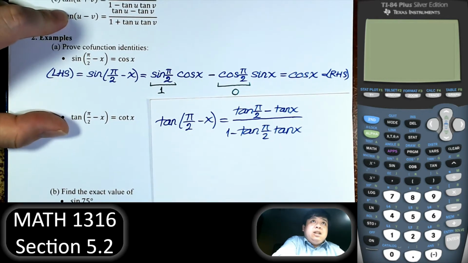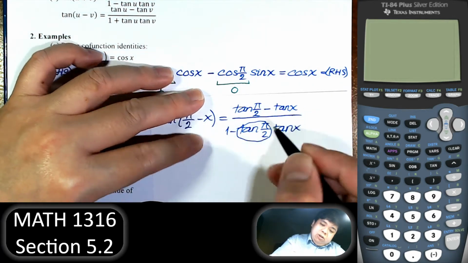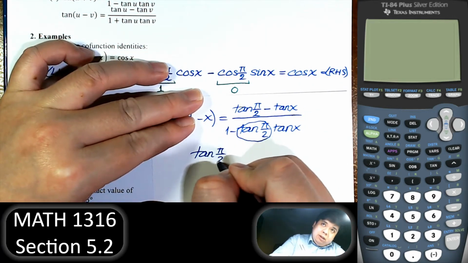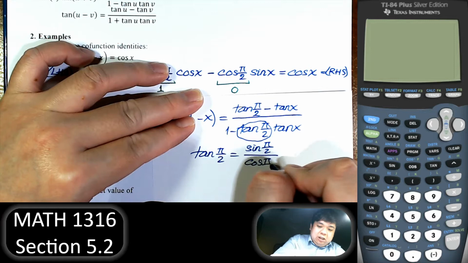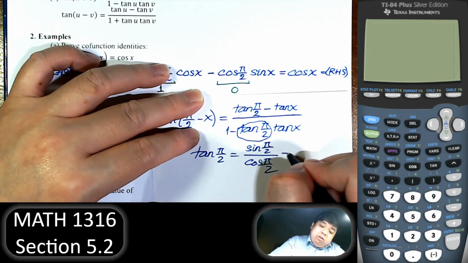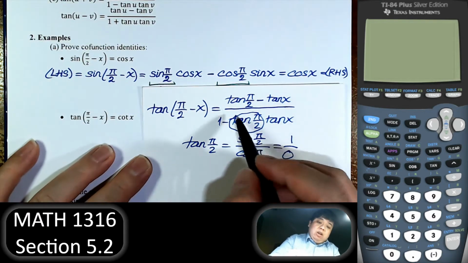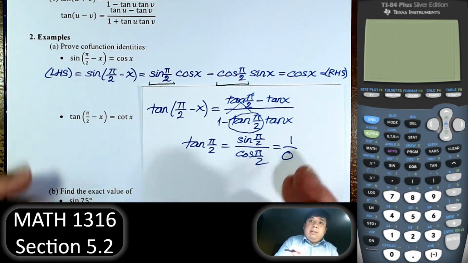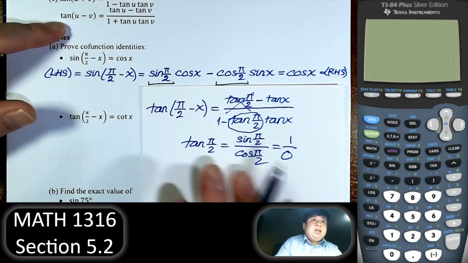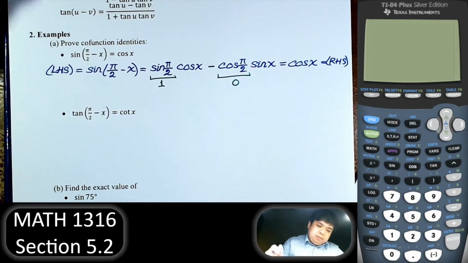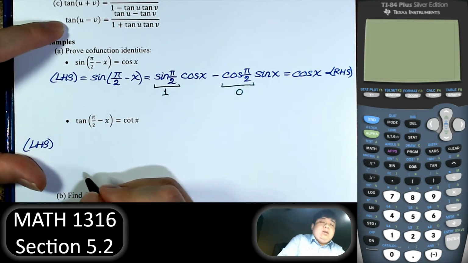I've just copied that identity here. Now the problem with this is that tangent of pi over 2 is sine of pi over 2 over cosine of pi over 2, since tangent is sine over cosine. And sine of pi over 2 is 1, cosine of pi over 2 is 0. And so tangent of pi over 2 is undefined. Because this is undefined, we cannot use this identity. So that doesn't work. That's why we're not going to use this. What we use is something similar to it. Once again, start from the left hand side, which is more complicated. But we cannot use this.